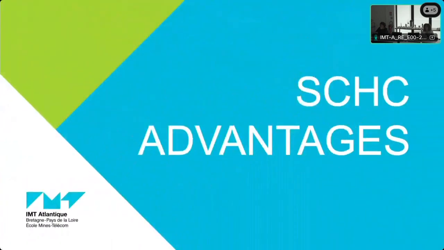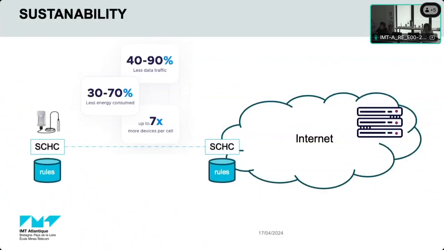So let's talk about the advantages of SCHC. Instead of always going towards more and more bandwidth and so on, it's about reducing the bandwidth of the links. So these are measurements that have been made. We managed to reduce IP traffic by 40 to 90%. We have objects that are much less energy hungry, meaning there are fewer batteries to replace and throw away. And then we have better network occupancy since we have shorter messages.